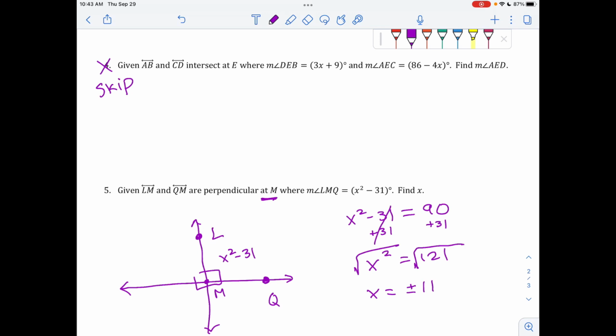Now, a lot of times when we get that positive and negative, both answers don't work because it's a distance. But in this case, plugging a positive or a negative value for x in for this expression will both give us this positive 90 degrees, so they both work as x values.